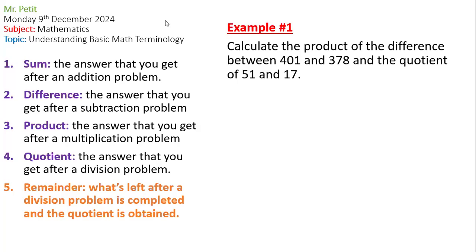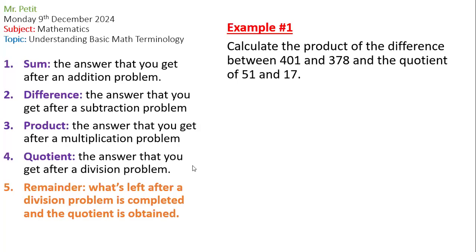So it says calculate the product of the difference between 408 and 7 and between 401 and 378 and the quotient of 51 and 17. All right, so let's go ahead and do that. Y'all have any idea of how we're gonna do that?